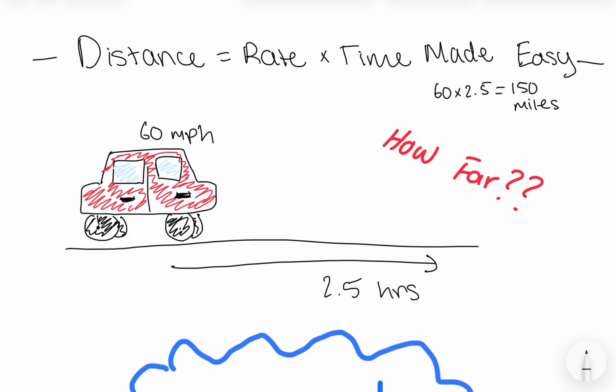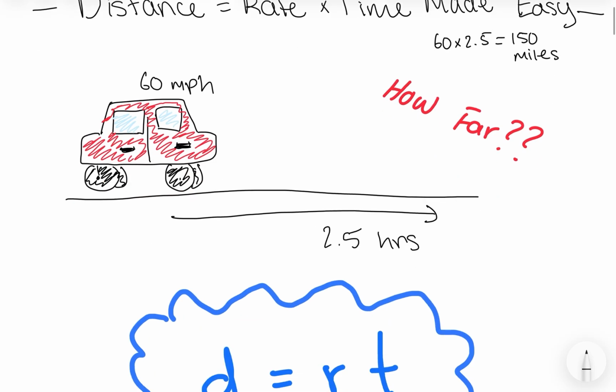That was easy. But what if you only knew the distance and the time instead? What if multiple cars were involved? How do you always figure out the missing number? That's why we are going to use one equation for all of these problems: D equals RT.